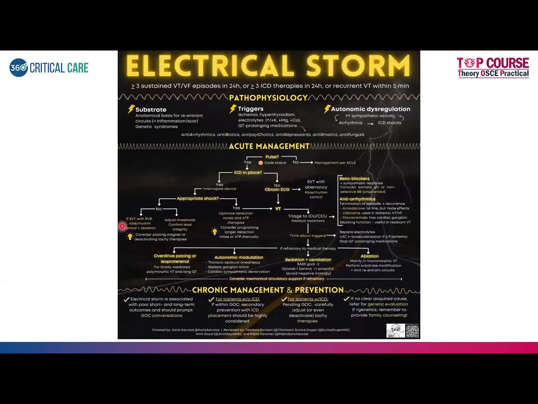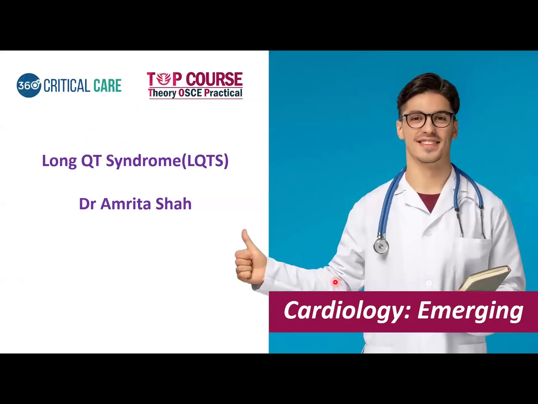So this is the one slide that you should know. More than 3 sustained VT/VF in 24 hours, more than 3 ICD therapies in 24 hours, or recurrent VT within 5 minutes, the substrates, the triggers, the autonomic dysregulation, and the management while managing them chronically. So this is one chart, the star slide that we need to follow.